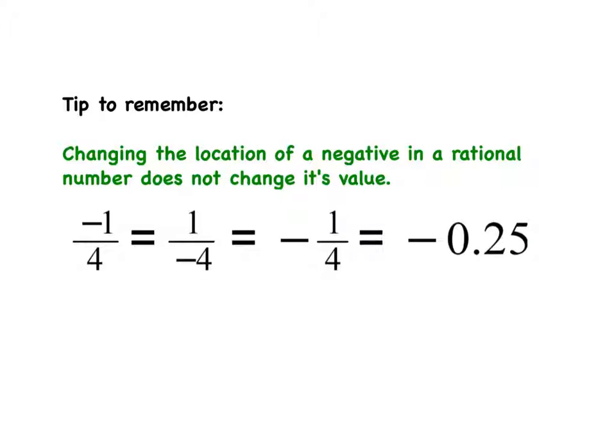So our tip to remember is that changing the location of a negative in a rational number doesn't change its value. The negative could be on the top, it could be on the bottom, it could be out front. We could also change it to a decimal, and they all still have the same value on the number line.